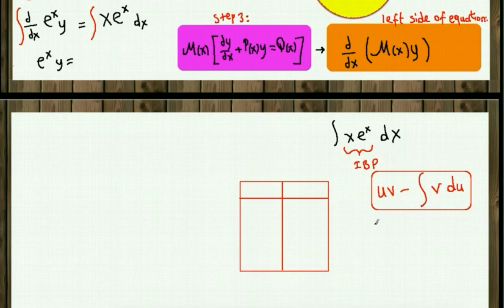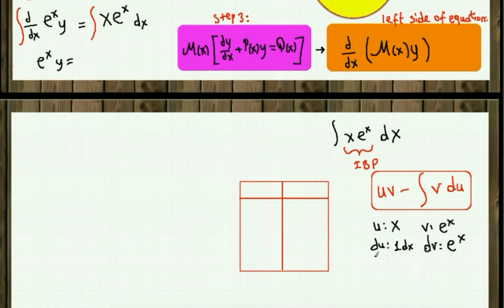Okay, in the formula we need to define what the u is and what the dv is. So u should be the function which is differentiable very fast, and dv has to be the function which is integrable fast. So after the observation we can see that the derivative of x is good and the integration of e to the x is good. So the derivative of x is 1 dx, and the integration of e to the x is e to the x.